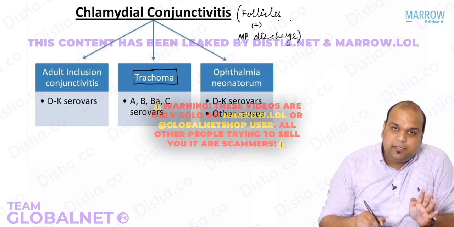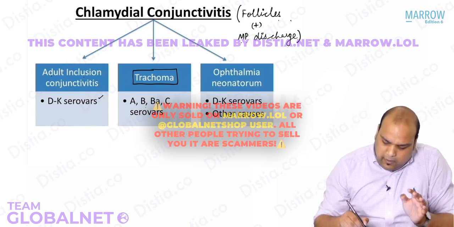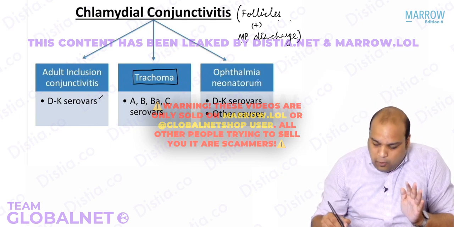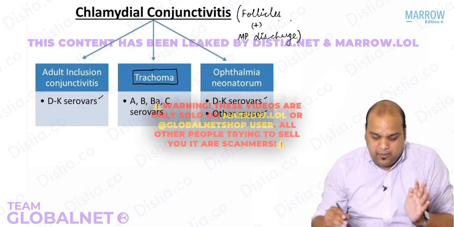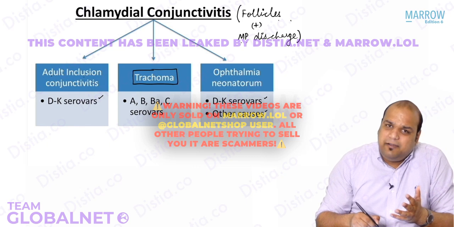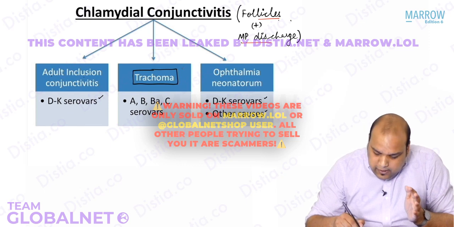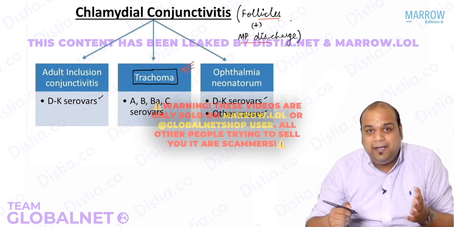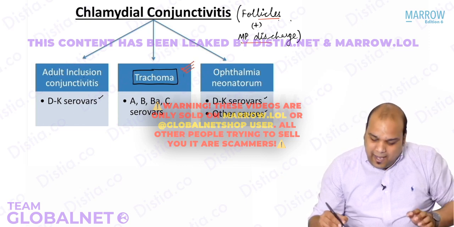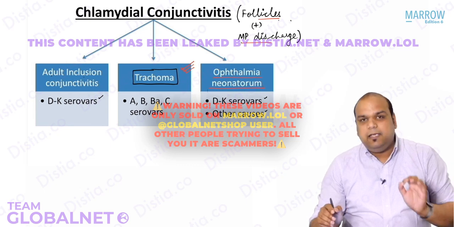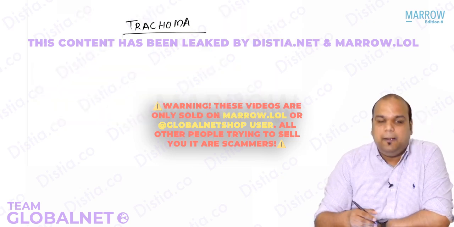Please remember, adult inclusion conjunctivitis as written is caused by D to K serovars of Chlamydia trachomatis. Trachoma by A, B and C serovars. Ophthalmia neonatorum, if caused by chlamydia, is by D to K, but there are other causes also. There is nothing much to discuss in adult inclusion conjunctivitis. We only need to know the serovars, that it has follicles and mucopurulent discharge, everything written here. What we need to discuss in detail is the epidemic or the pandemic trachoma, everybody, which is also covered under the Vision 2020 program, if you know. Yes? And we will discuss ophthalmia neonatorum and its various causes. Am I clear, everybody?